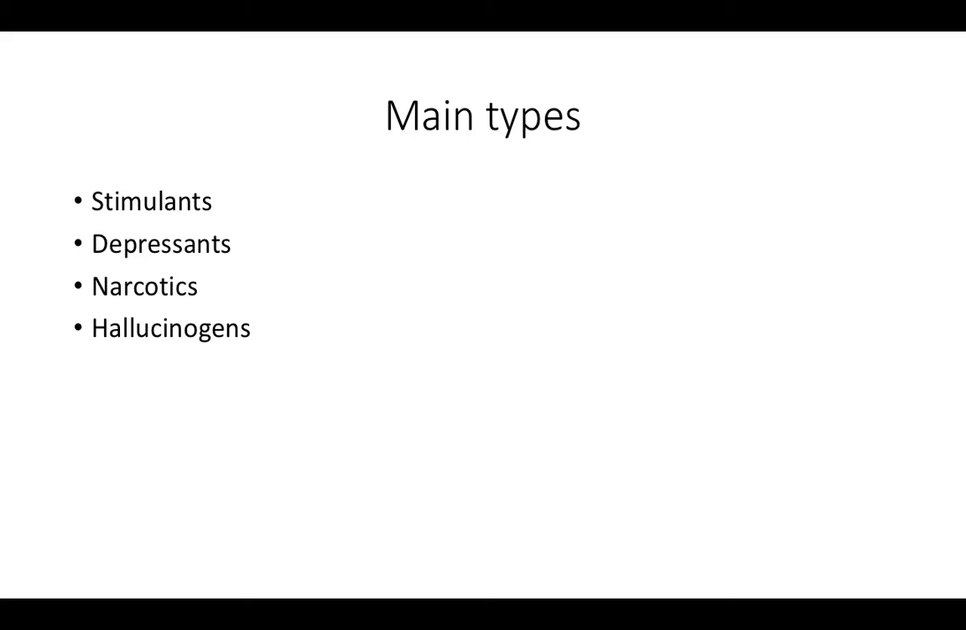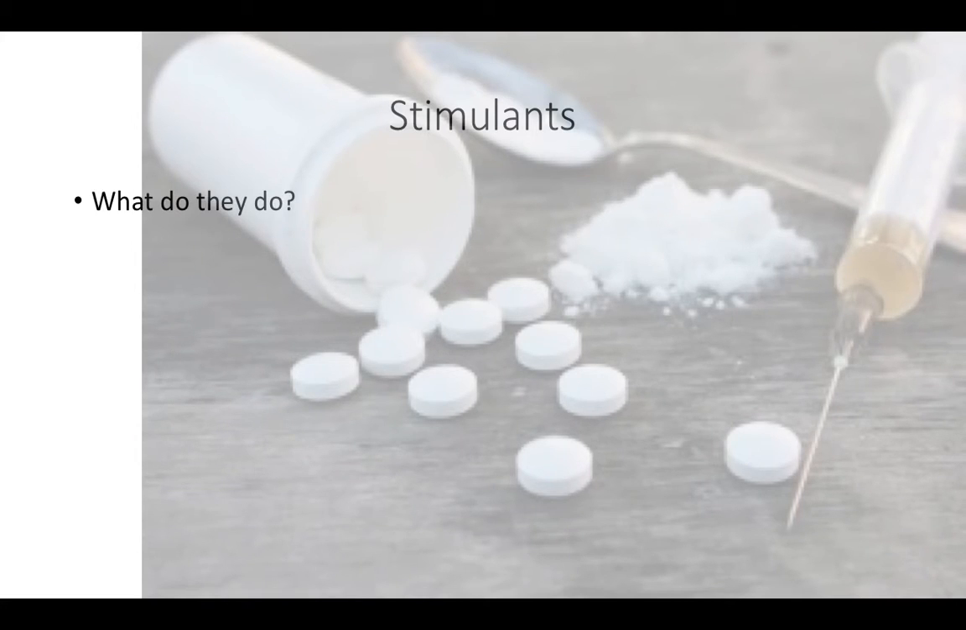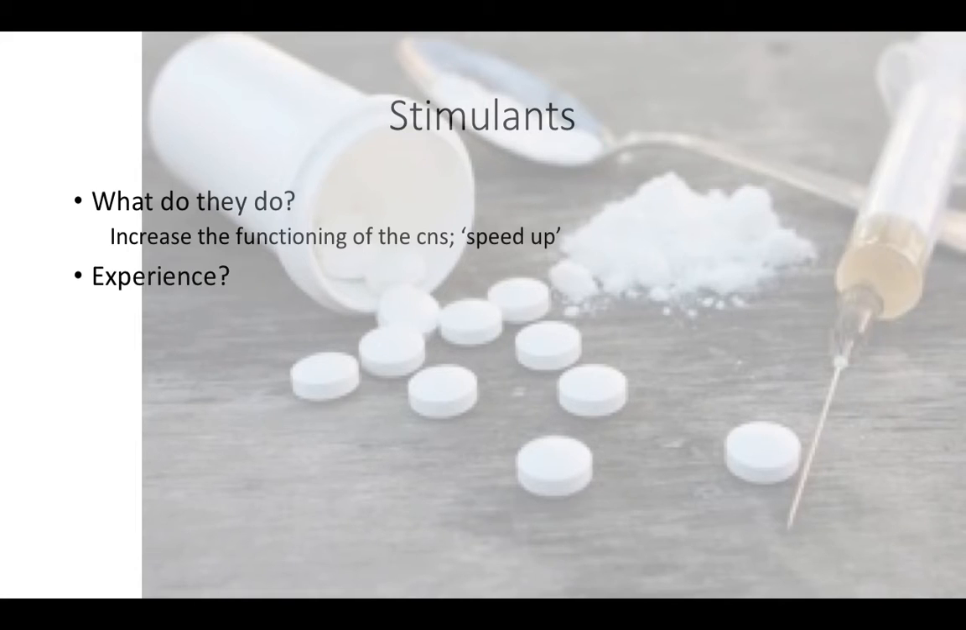The main types that we're going to talk about today would be stimulants, depressants, narcotics, and hallucinogens. Stimulants. What do they do? Stimulants increase the functioning of the central nervous system. So stimulants make it do more of what it's doing, and they speed it up. The experience of people taking stimulants would be intense pleasure, also relaxation, which might seem contradictory a little bit, and they are appetite suppressants.